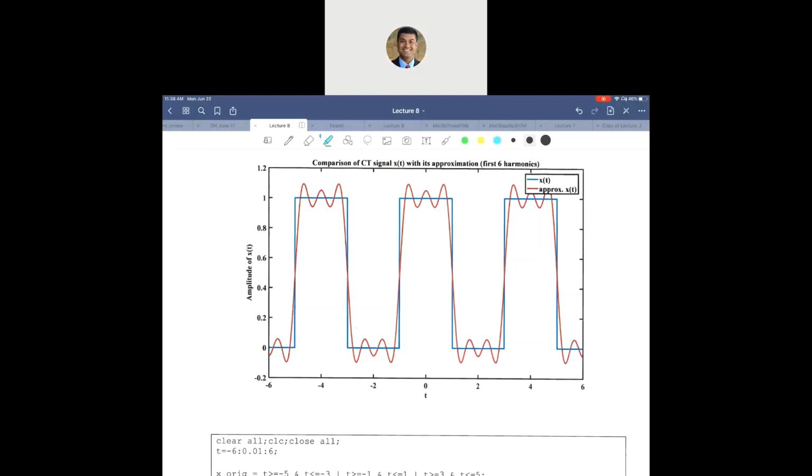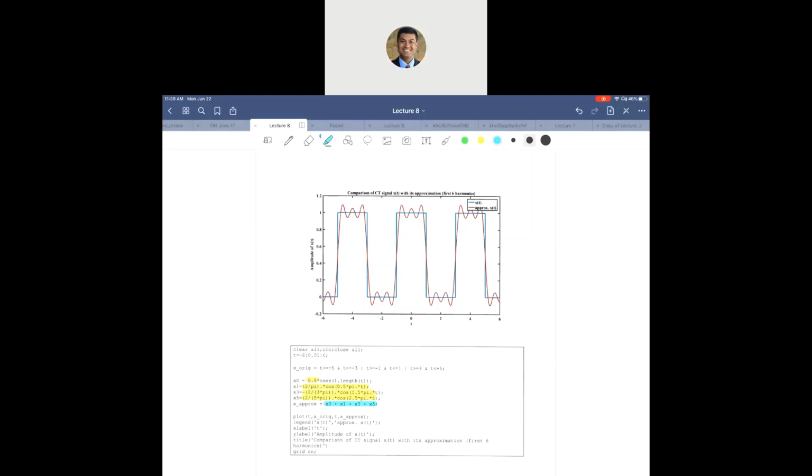So the number of terms that you have in your Fourier series will make it a much better approximation. So this code is there and I will make it available, of course, so you can play with it in MATLAB to see what happens if you add more terms to this, whether it gets closer and closer or not.